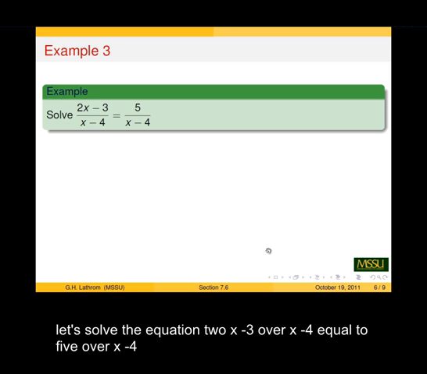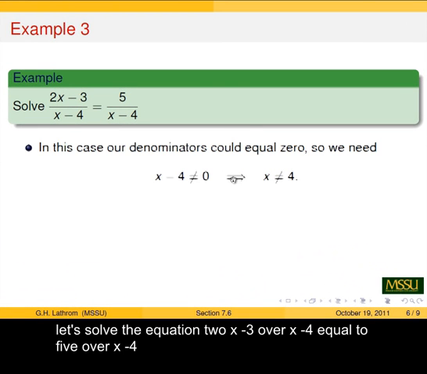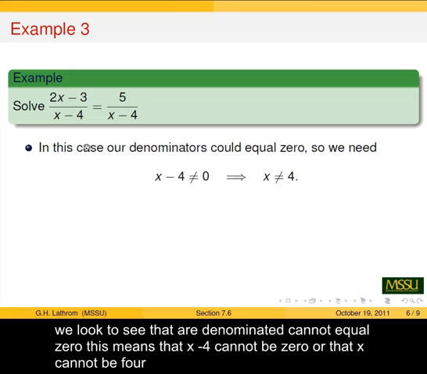Let's solve the equation (2x minus 3) over (x minus 4) equal to 5 over (x minus 4). We look to see that our denominator cannot equal 0. This means that x minus 4 cannot be 0, or that x cannot be 4.